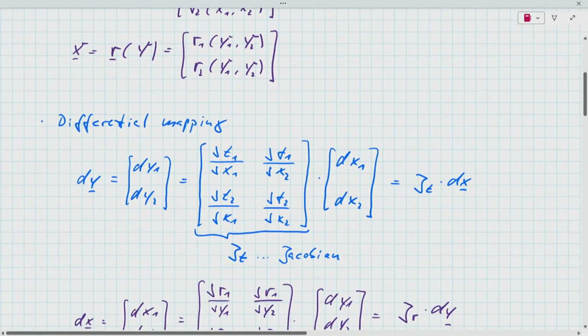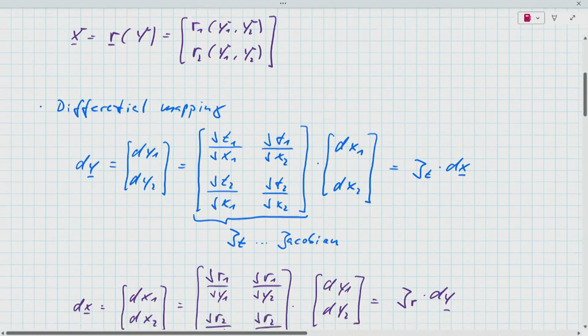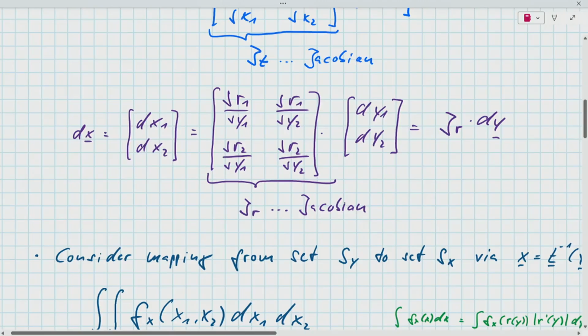And then what we get is this Jacobian, we call it JT because it is with respect to x: dt1 with respect to x1, t1 with respect to x2, and so forth. And this gives us the differential mapping from dx to dy. We can do the same, and we will use this also for the reverse mapping.